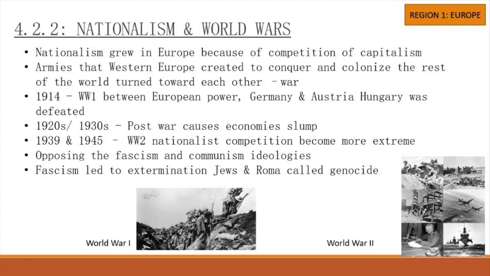The nationalist competition became worse because there were many more extreme people opposing ideologies of fascism and communism. Fascism is a right-wing ideology that uses dictatorial power, so it will force opposition into a strong regimentation of society and the economy, which came to prominence around the early 20th century.